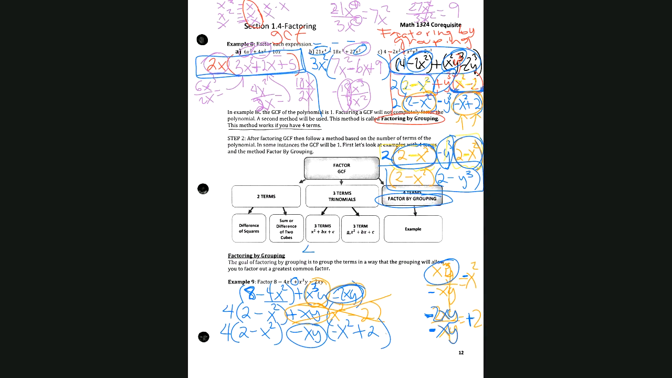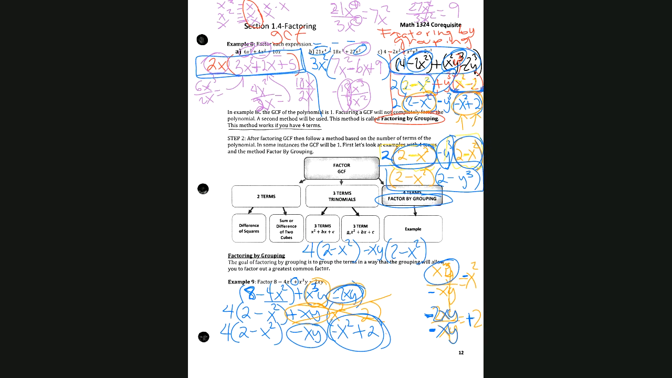4 times (2 minus x squared) minus xy times (2 minus x squared). I am just rearranging the terms here, and yes, it is possible because addition is commutative. You could change the order.